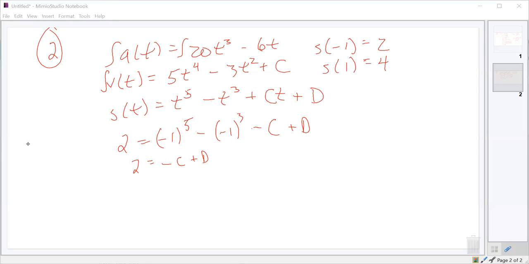And then we should do that with s of 1 equals 4. So we should get 4 equals 1 minus 1 plus c plus d. Or that 4 is equal to c plus d. Does that make sense?